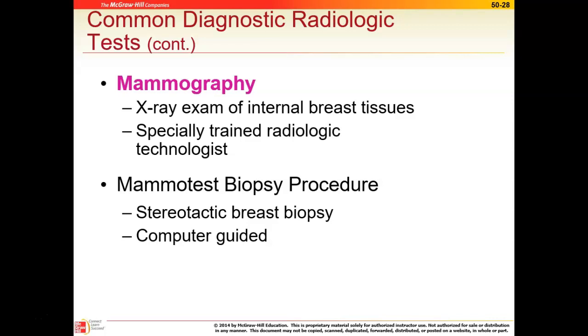If someone were to have a mass or something that was some sort of possible abnormality that was viewed on a mammogram, then they do have a specific kind of breast biopsy that's better than the older excisional biopsies. It's called a stereotactic breast biopsy, and it is computer guided, and it tends to have a lot less tissue damage, and it's a lot more specific. And so the stereotactic breast biopsies have taken over as the primary way of doing breast biopsies if someone has an abnormal mass or something that is presumptively abnormal.